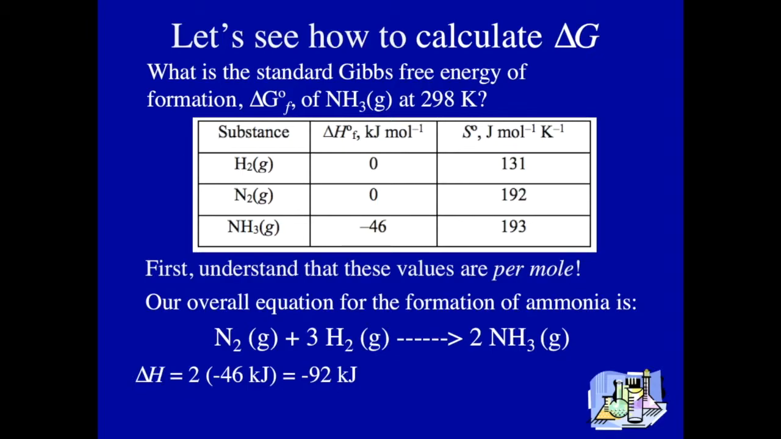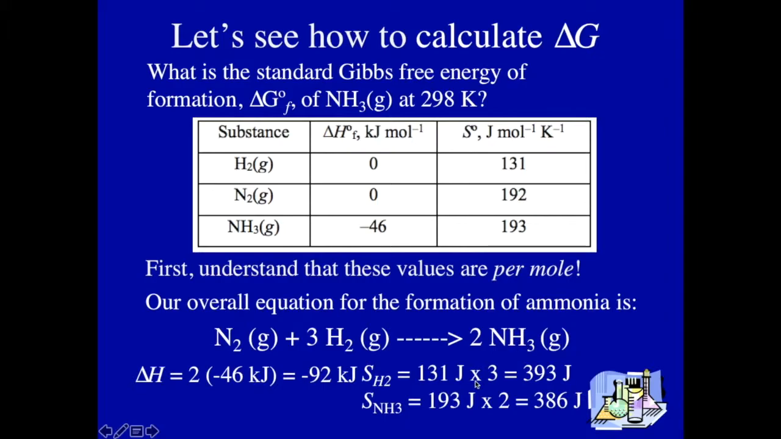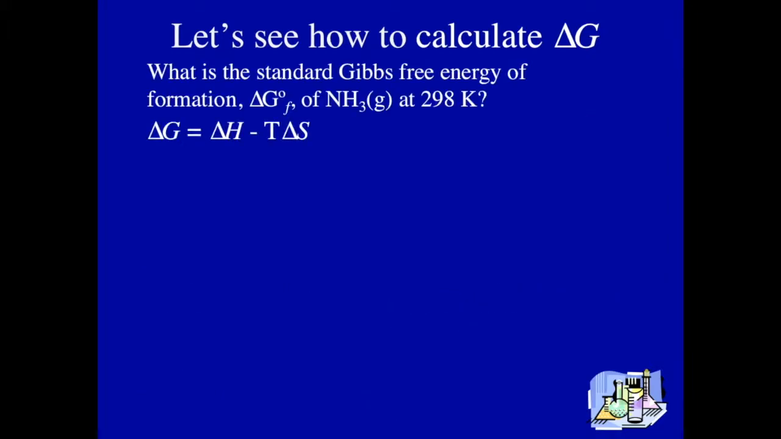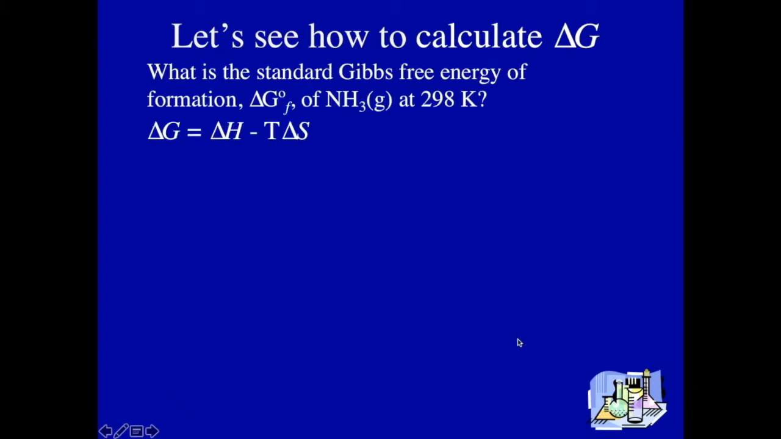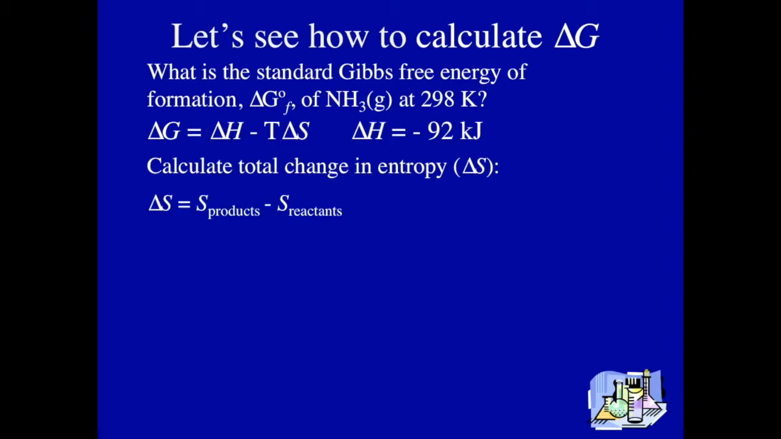So what do I do for my delta H? I have to multiply it by 2 because I have 2 moles of ammonia. And then my entropy of hydrogen would have to be multiplied by 3. My entropy of ammonia would have to be multiplied by 2. My entropy of nitrogen I would have as 192 joules per mole per degree Kelvin. Now I plug these values into my handy-dandy equation after I have accommodated for the doubling or the tripling depending on mole values from my original equation. Now I plug in my values.